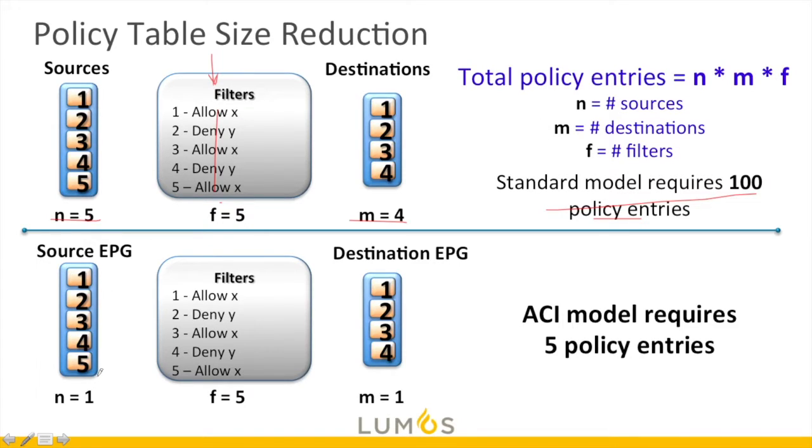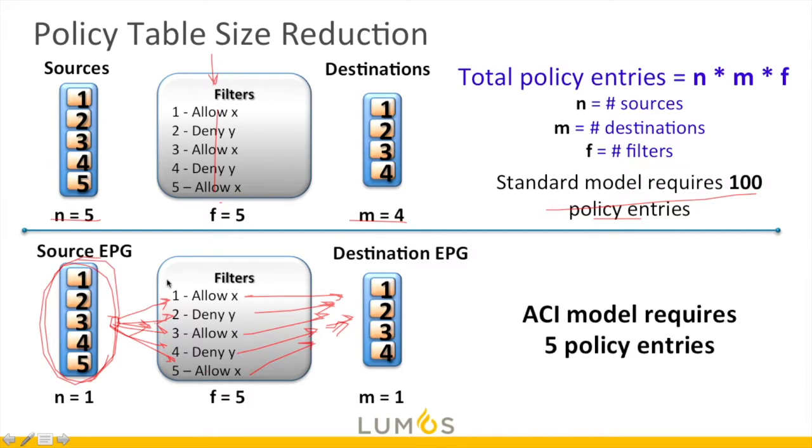With ACI, we're going to group everything into a single EPG. So our list is only going to contain 1 rule per filter. We've got 5 filters that require 5 rules, and we've got 1 destination. So basically, we only have to make 5 entries into our TCAM space, into our ACL space, because we have 1 source going to 5 different filters, and all of those go to 1 single destination. So that's why we use EPGs.